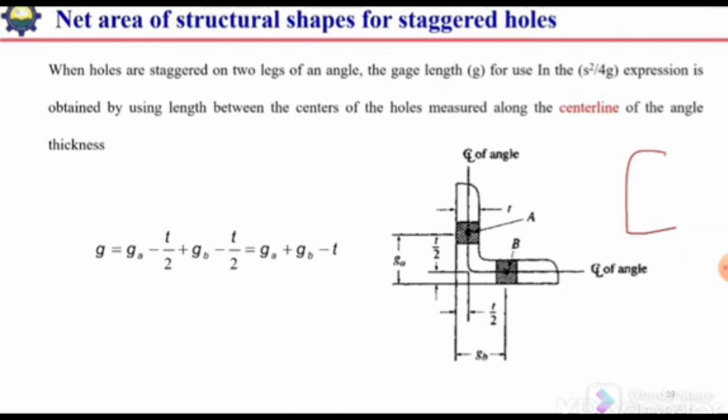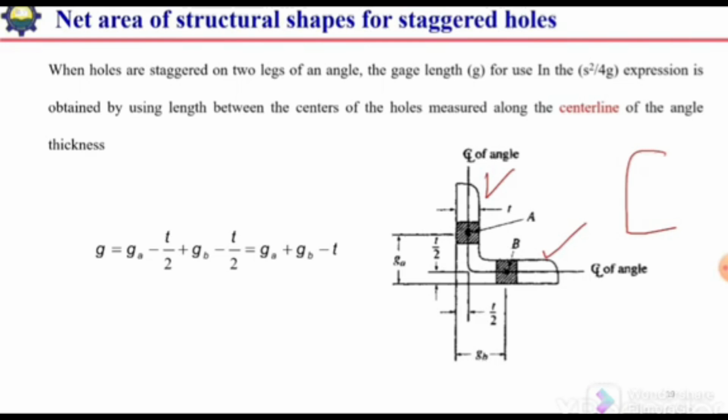The first case is the holes are present only in one leg. Then the procedure to calculate the net area will remain the same as previous. And the second case is the holes are present in both legs, but they are not staggered, they are in line. So in that case again the procedure will be similar to the previous one.